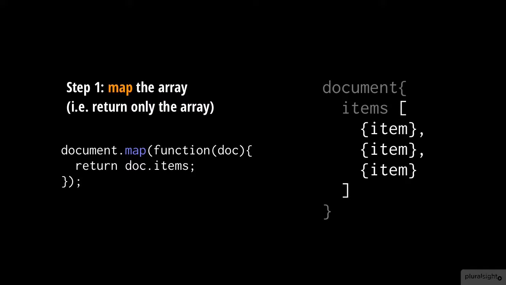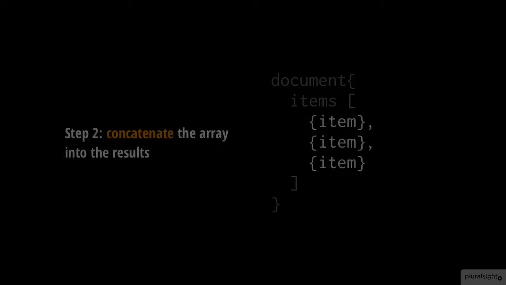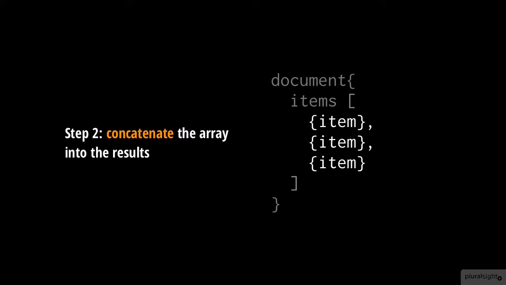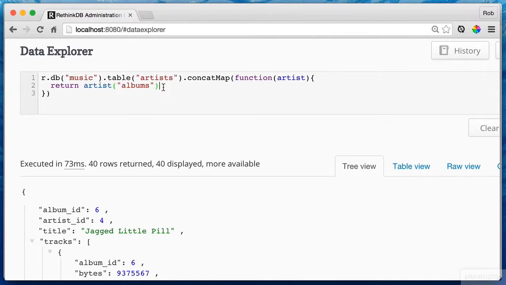Again, step one, I would need to map the values. And if you've ever used map in Ruby or JavaScript, you know that it returns an array. The second step is I need to take those items and strip them out of the array and concatenate them together. Well, the good news is concat map does both, all at once. So it is one of the most useful functions that you will find in REQL. Here, I'm just telling it I want to see all the albums.